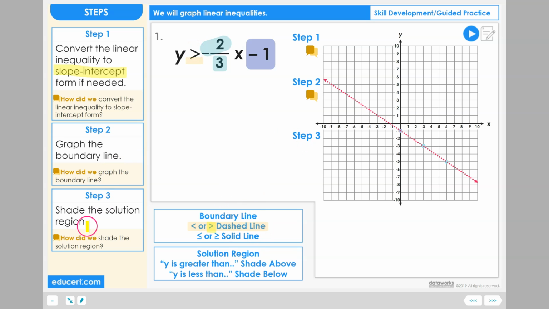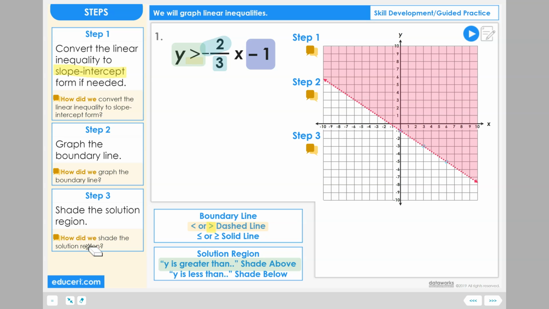Step 3. Shade the solution region. The solution region will be shaded above if this is a y is greater than type of inequality, and shaded below if it's a y is less than inequality. The inequality type y is greater than are shaded above the boundary line.